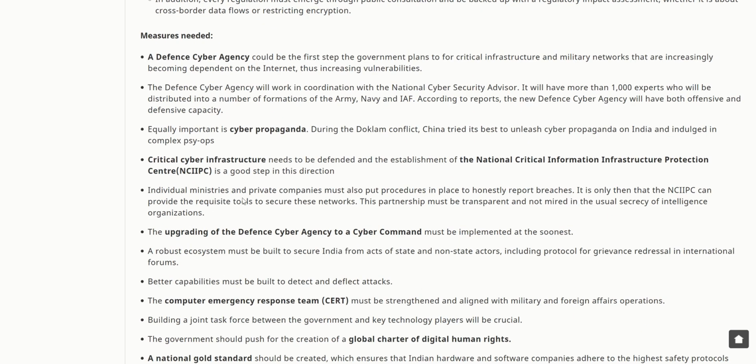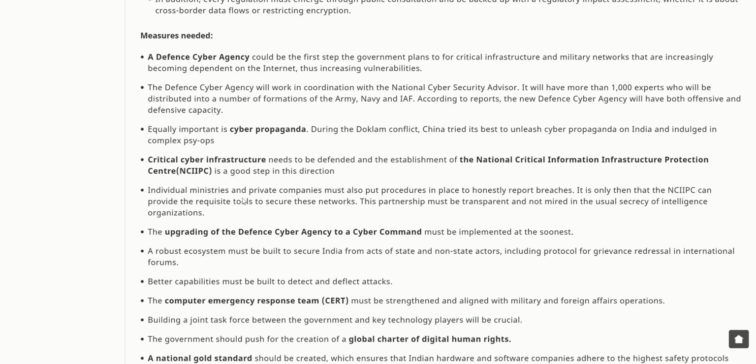Now, what are the measures needed? A defense cyber agency is needed, which could be the first step the government plans for critical infrastructure and military networks that are increasingly becoming dependent on the internet, thus increasing the vulnerabilities. The Defense Cyber Agency will work in coordination with the National Cyber Security Advisor. It will have more than 1,000 experts distributed into a number of formations of the Army, Navy, and IAF. According to reports, the new Defense Cyber Agency will have both offensive and defensive capacity.